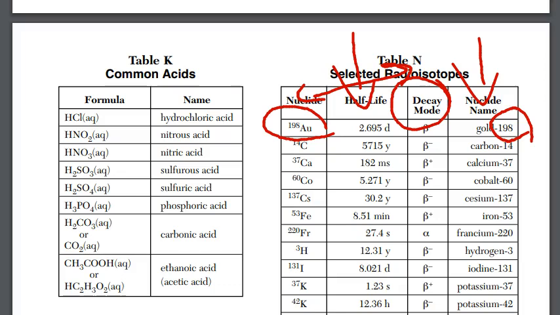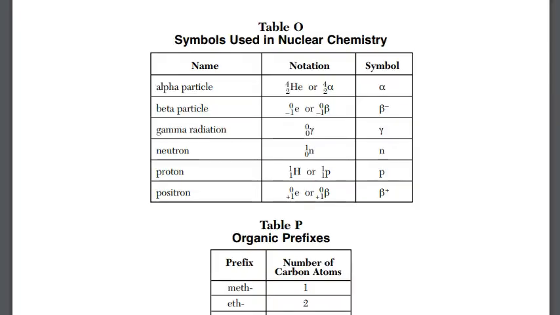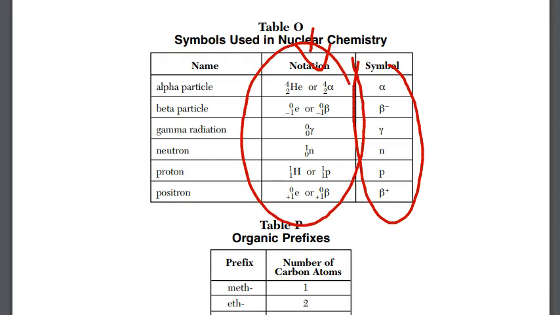Let's check out reference table O. Reference table O is all about symbols and gives us our notations here. And of course, you know right away when you have a nuclear reaction because you're going to be given the mass number and the atomic number in the equation. The symbol or the notation is typically what you're going to use when it comes to maybe writing out a missing particle for a nuclear reaction.